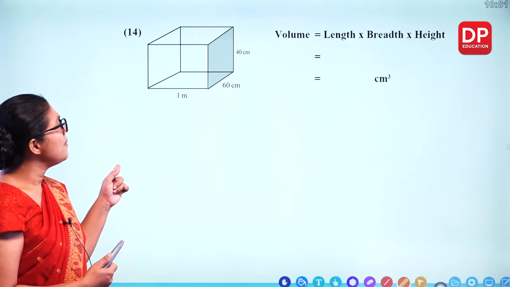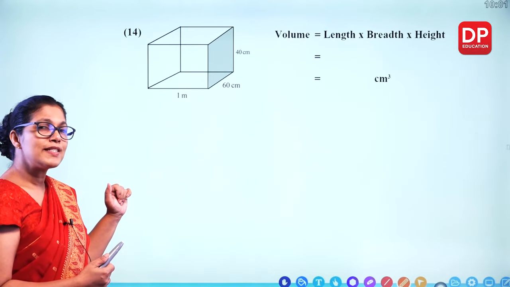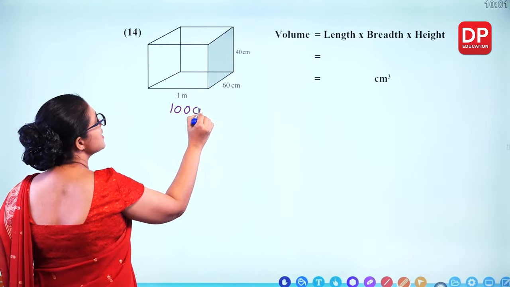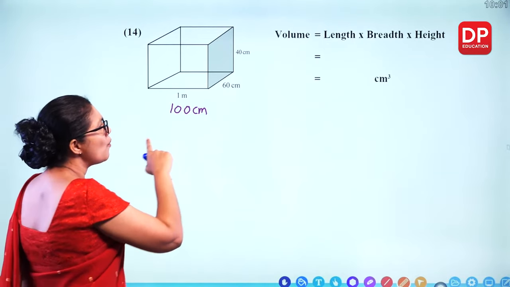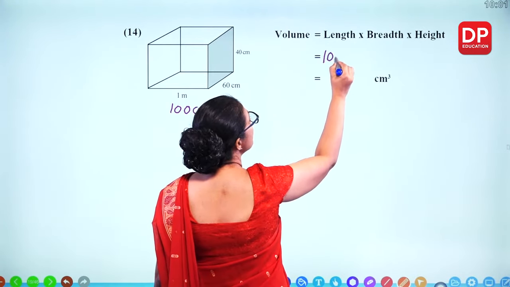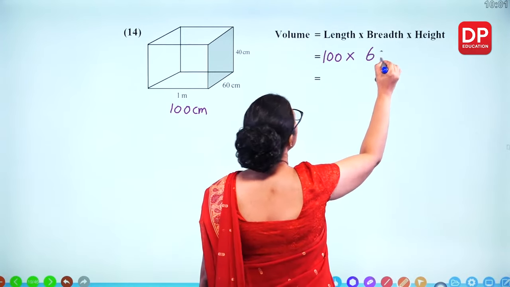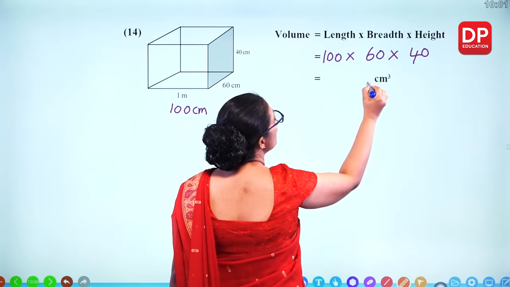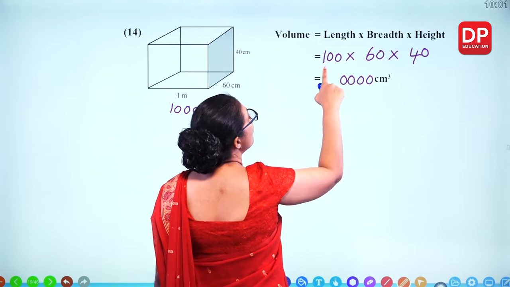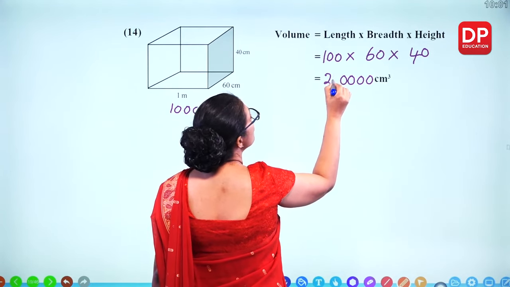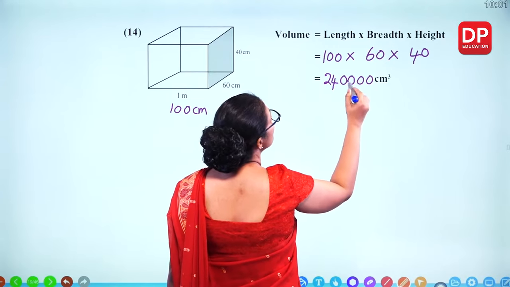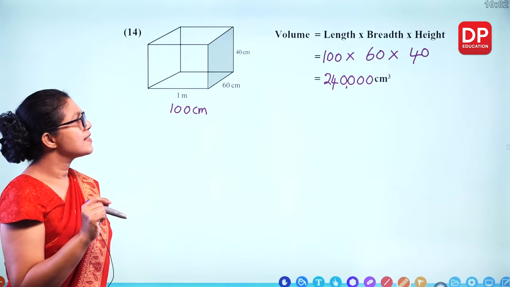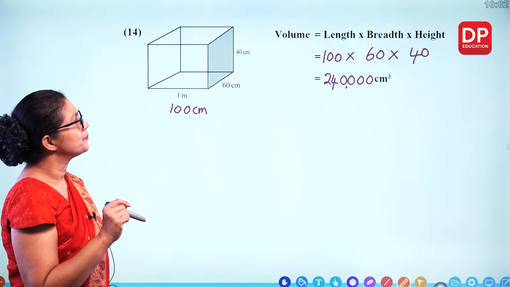So we'll convert 1 meter to centimeters. How many centimeters are there? You have to multiply by 100. So 100 centimeters is the length now. Now we'll plug 100 there: 100 into 60 into 40. How many zeros? 1, 2, 3, 4. Then 6 times 4, 24. So you get 240,000 cubic centimeters for the volume.